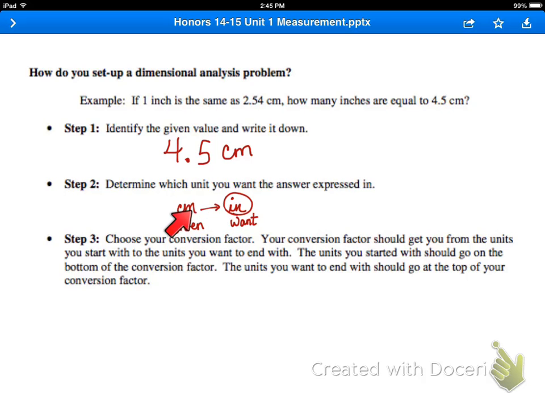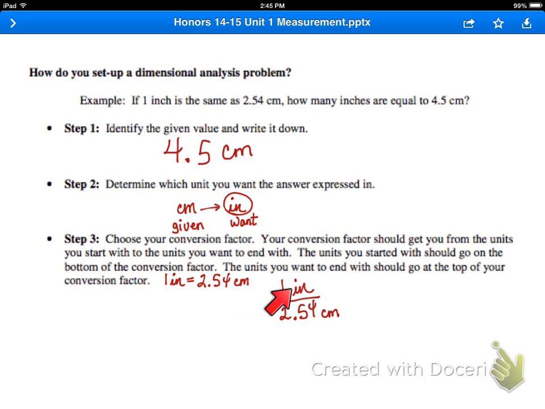So figure out where you're starting, which is our given, and where we want to go, which is what we want to find out. Later when we get into chemistry, I'm going to label stuff given and want. So I want you to see it here, but it's really, really useful later on, so I wanted to introduce it at this point. So choose your conversion factor. In this case, we know that 1 inch equals 2.54 centimeters. That is our conversion factor.